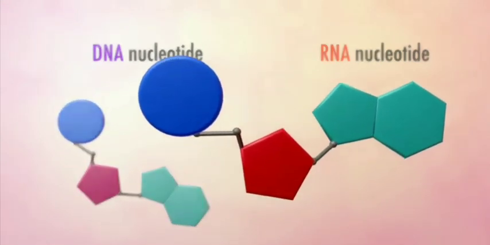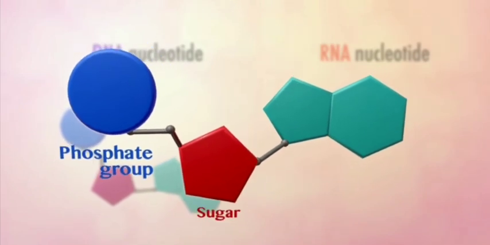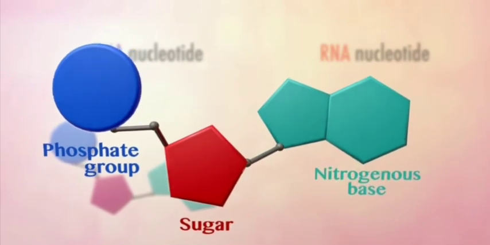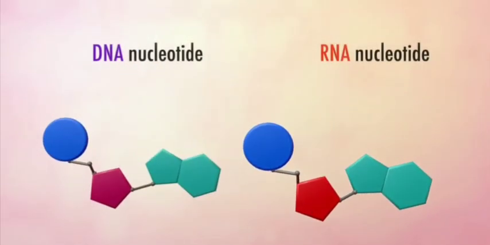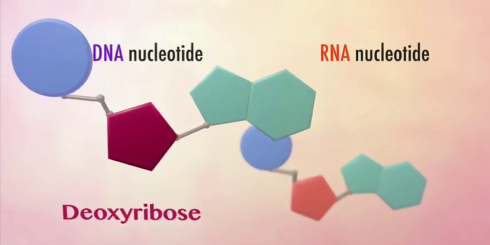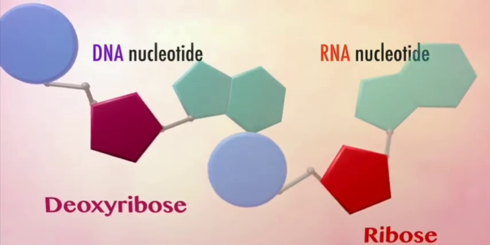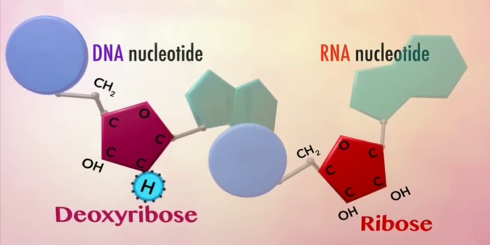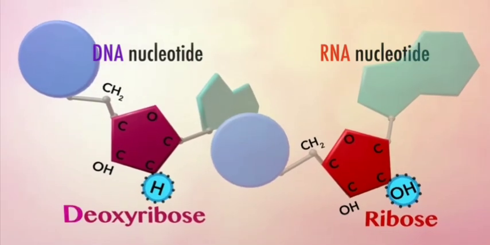Nucleotide monomers always contain a phosphate group, a 5-carbon sugar, sometimes referred to as a pentose, and a nitrogenous base. But DNA nucleotides have the 5-carbon sugar deoxyribose, while RNA has a different 5-carbon sugar called ribose. The pentose sugar in DNA has one less oxygen than ribose in RNA, which leads to its name deoxyribose.